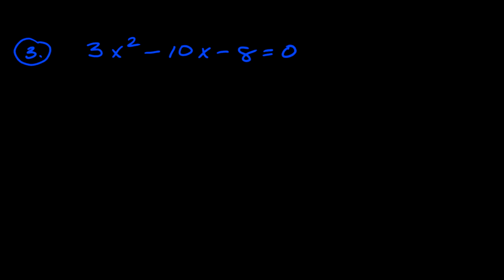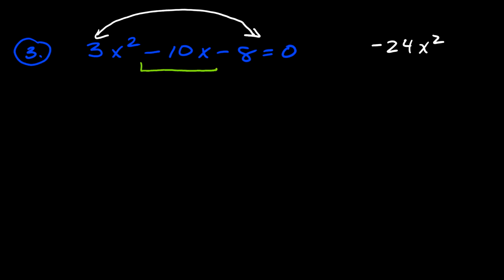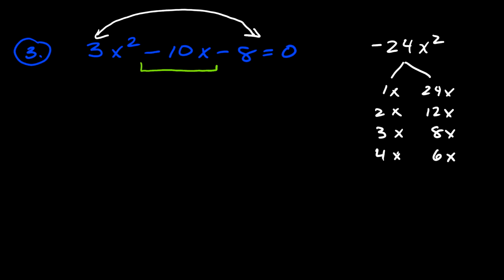So we're recognizing that a is not equal to 1, so we're going to have to try a different method. We're going to multiply these two terms, our first and the last. 3 times negative 8 is going to give me negative 24x squared. That means we're going to be splitting the negative 10x, and our goal is to find that negative 10x from the factors of this negative 24. So our possibilities are going to be 1x and 24x, 2x and 12x, 3x and 8x, 4x and 6x. And we need to make a negative, so that means we're going to be subtracting to make a negative 10.